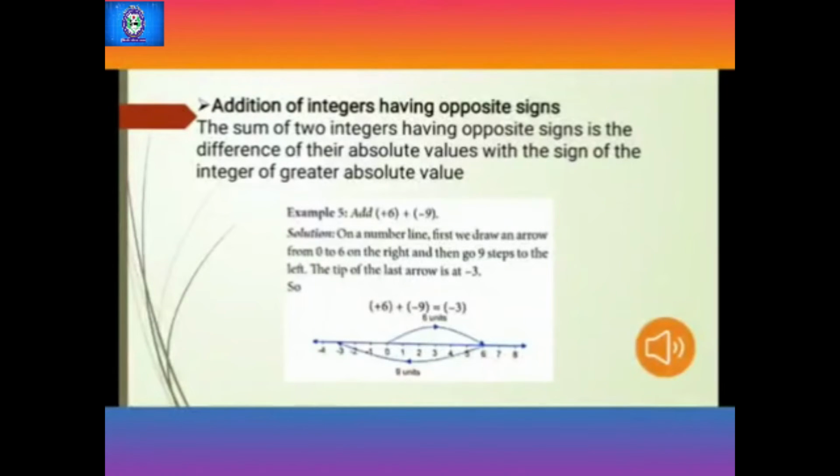On the number line, first we draw an arrow from 0 to 6 on the right and then go 9 steps to the left. The tip of the last arrow is at minus 3. So the answer will be minus 3.